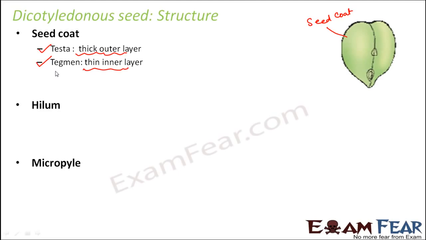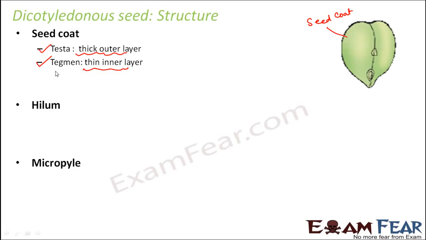Now it is difficult to separate testa and tegmen. I mean, they are so closely attached to each other that you actually cannot separate out the testa layer and the tegmen layer. However, seed coat can be removed if the seeds are soaked in water for some time. In some of the seeds, if you soak them in water for a long time, it becomes easy to remove the seed coat. But what is the disadvantage of removing the seed coat?